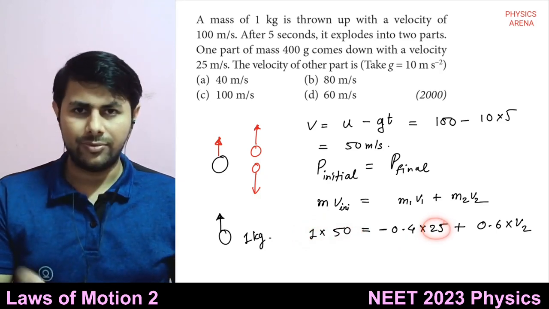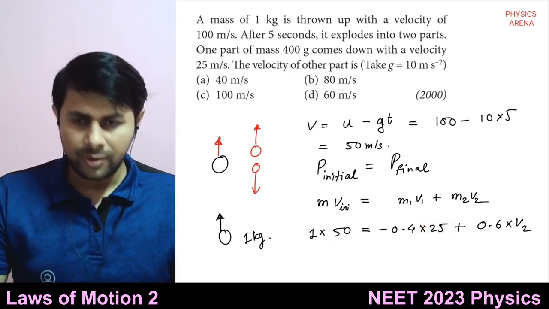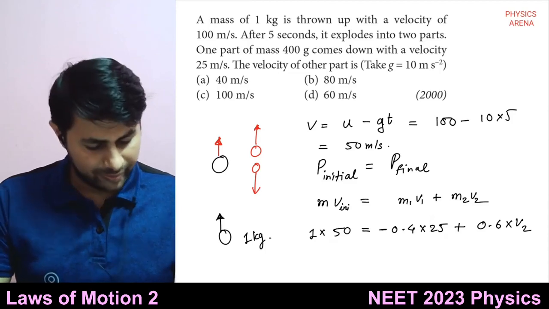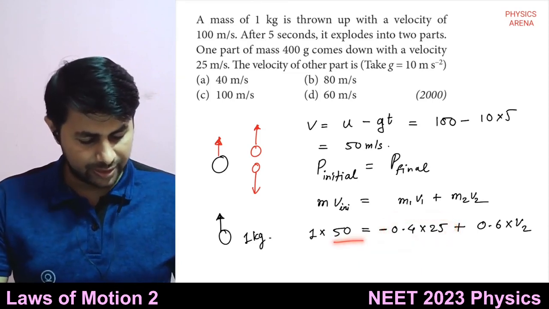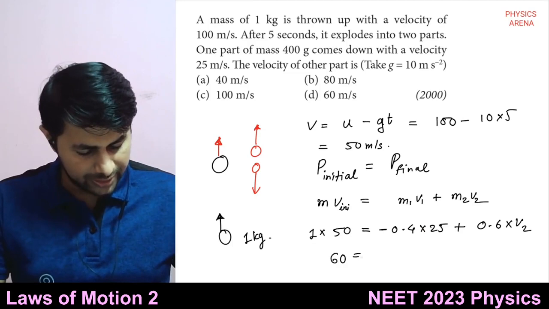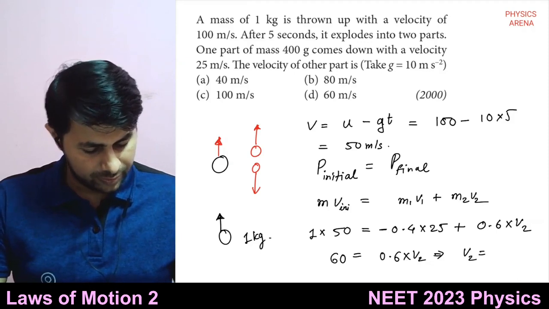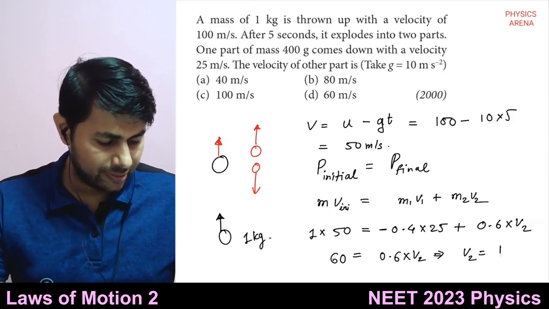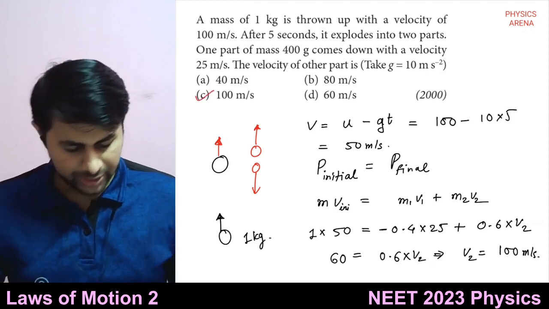If 50 is positive, 25 must be negative. So this is minus 10. Take it on the other side, it will be plus 10. So 50 plus 10 is 60. So 60 is equal to 0.6 multiplied by v2. So what is v2? 60 divided by 0.6, or 600 divided by 6. It is 100 meters per second. Option C is the answer.